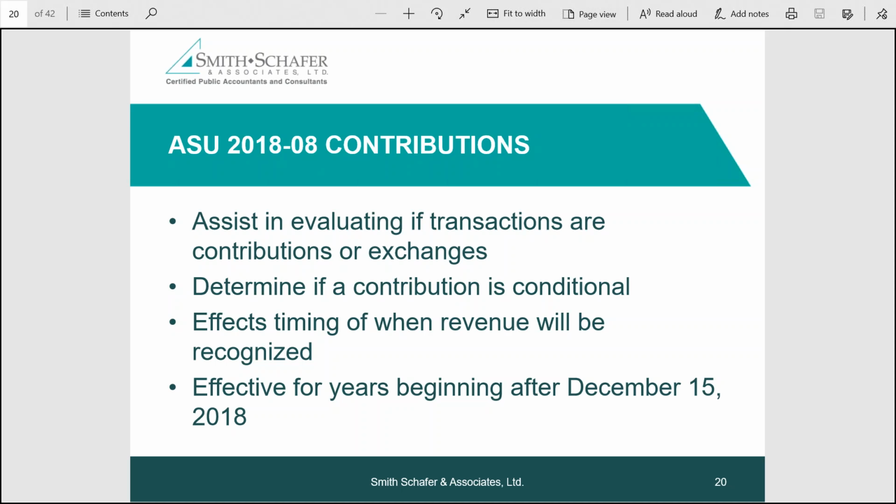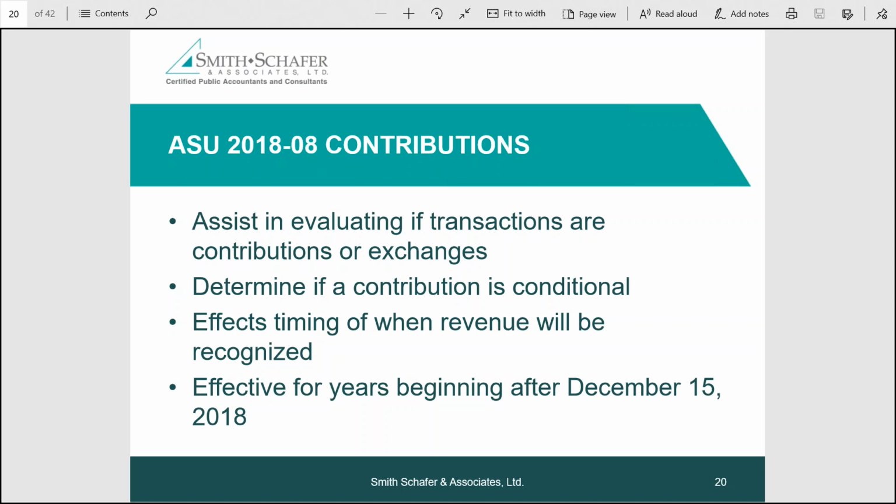And what this standard does is assist in evaluating transactions and determine if they fall into a contribution bucket or an exchange transaction bucket. It determined and kind of reintroduced a concept of a conditional contribution.